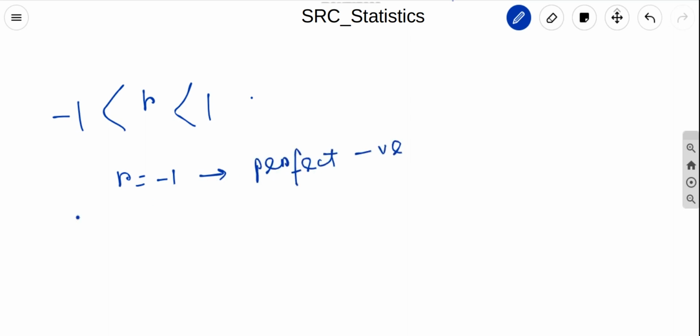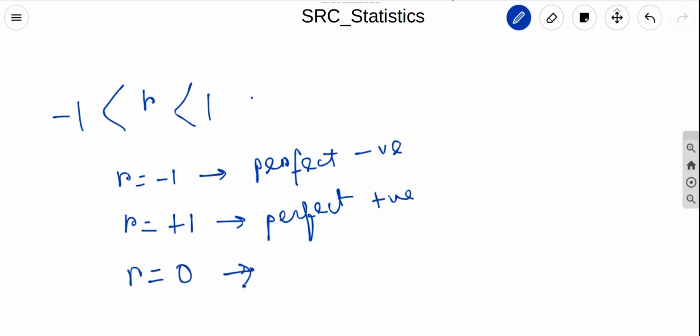Okay, now correlation coefficient is given by r, lowercase r, and it lies between -1 to +1. If r equal to -1, there is perfect negative relationship. And if r equal to +1, there is perfect positive relationship between two variables. And if r equal to 0, there is no linear relationship between two variables.